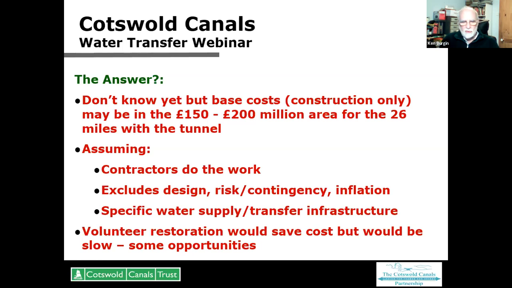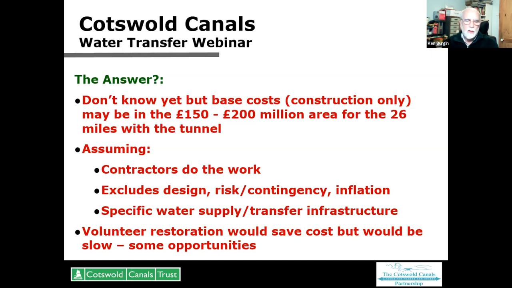And that assumes that contractors do the work. It excludes design risk, contingency and inflation. And it also excludes the specific water supply and transfer infrastructure. That would be the invasive species filters, the pumps, the pipelines and all the rest of it. Now, that might sound like a heck of a lot of money, but these schemes tend to cost billions. And it does say somewhere in one of the annexes that the difference in cost between basically a Severn Thames transfer and doing the same thing with wastewater reuse plants is of the order of £1 billion. That's the difference, not the absolute cost.